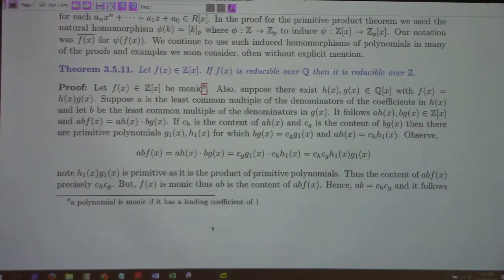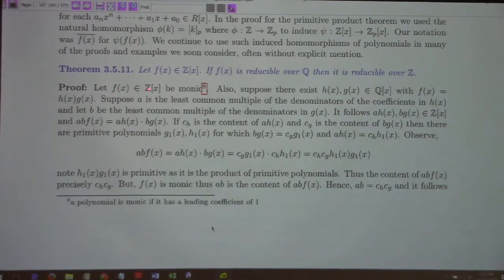So what this is saying is that you can judge reducibility of polynomials over Q by just considering them as polynomials over Z, which is super nice because polynomials over Z, well, they're simpler to think about in some regard. But the proof is interesting in some sense.